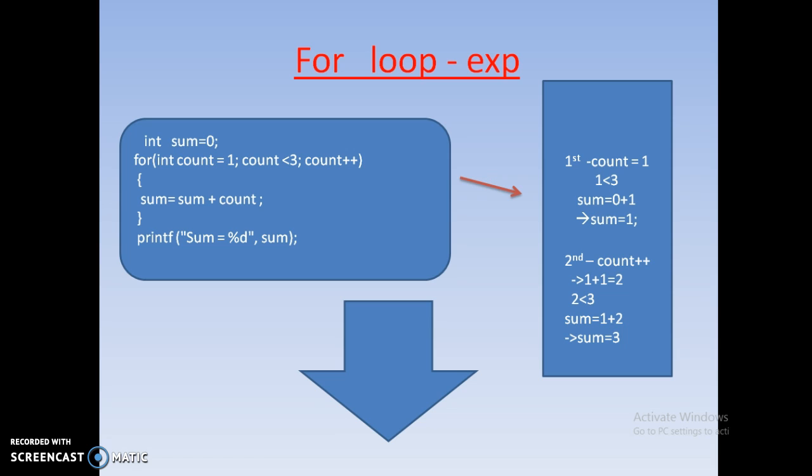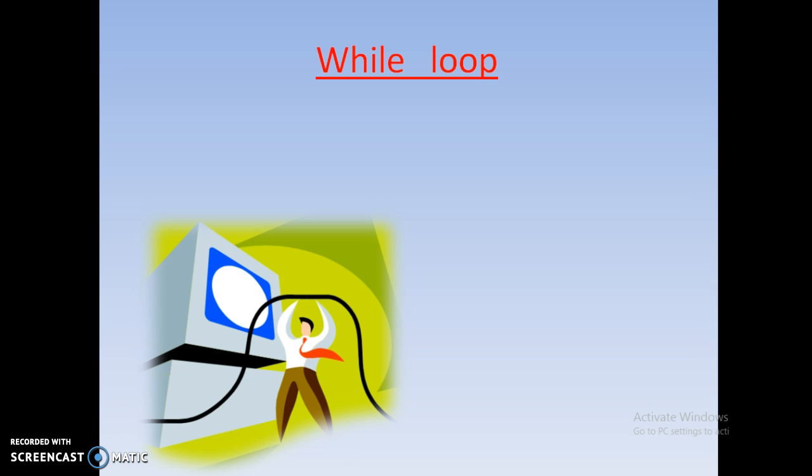Now again count will be incremented by 1 and check its test condition, that is count, that is 3 is less than 3 or not. Then it found that 3 is not less than 3. So the loop will exit. So now the output is sum equal to 3.